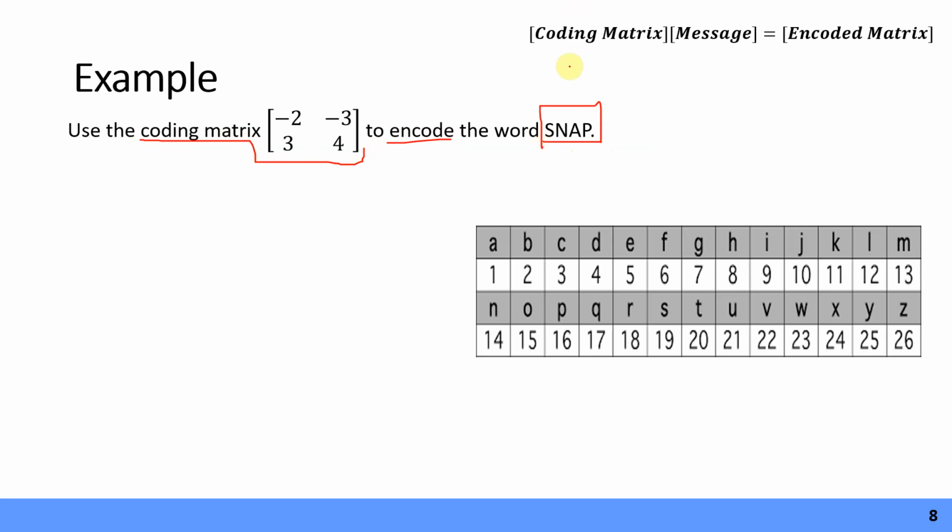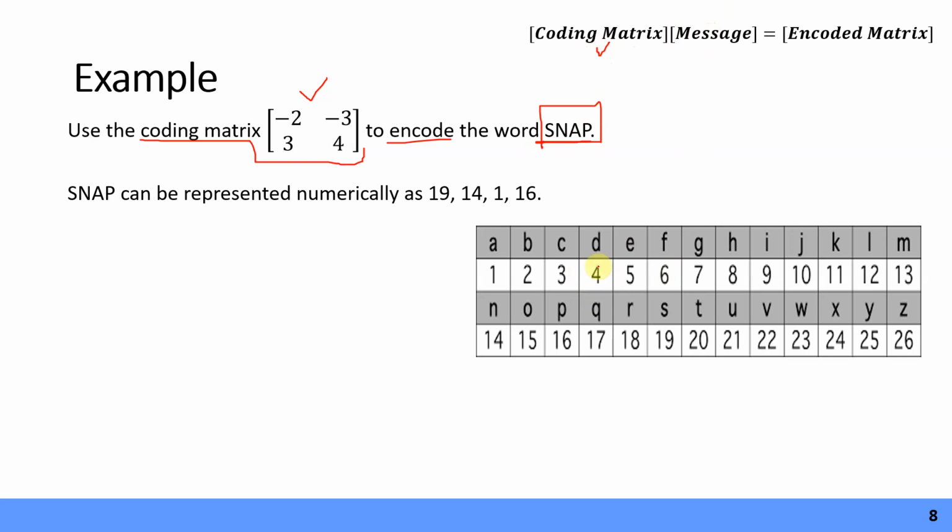We are going to use our formula. That's all you're going to do. Coding matrix, done. It's right here. Now we have to come up with a message. The message is the word snap, but obviously it has to be in numerical form. So we're going to look at the letters of the word snap and translate them to numbers.